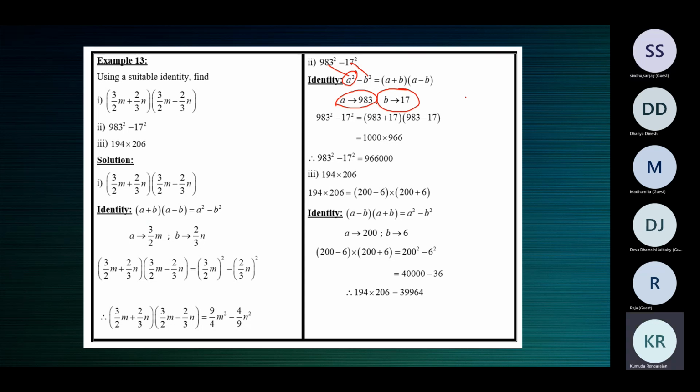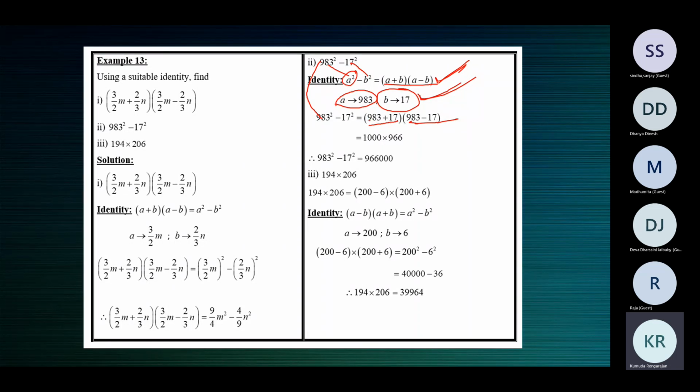Yes, ma'am. Okay. So as usual, we have only 4 steps in the answer. First is the identity, then writing out the values of a and b, then write the question. Then the given question, 983 square minus 17 square is equal to, the question is like a square minus b square. So the answer is a plus b into a minus b. So a 983 plus b plus 17, a 983 minus b minus 17. So simplify that and write the answer.